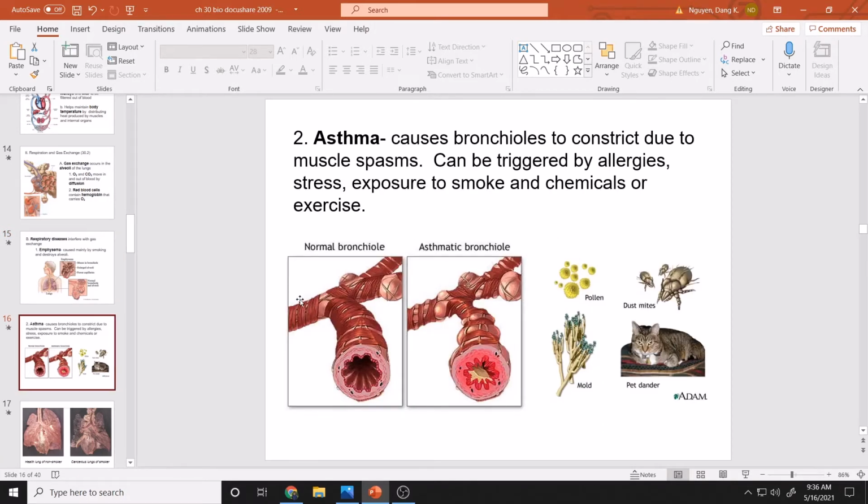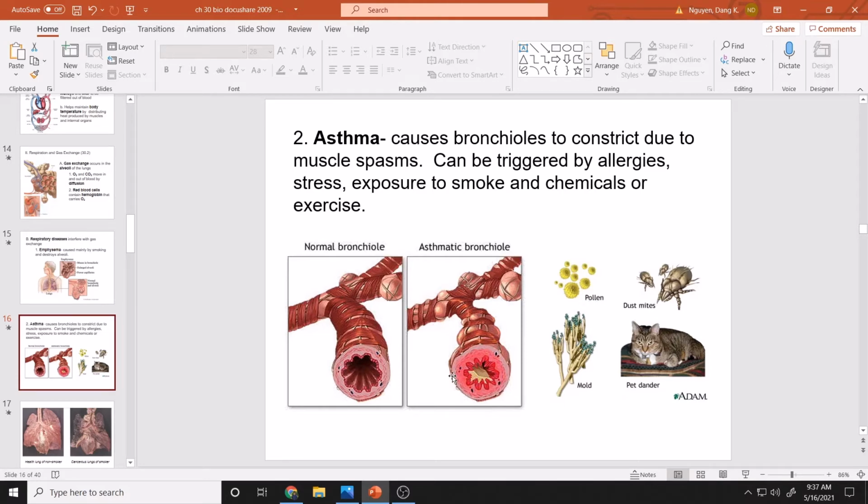Asthma, very common. Here's what a normal bronchiole looks like. These are like the small little tree branches that come off your larger bronchioles. A normal bronchiole is wide. It allows for a lot of air to rush through. But someone with asthma has inflammation of the bronchioles and it gets swollen, and you can see now it's a narrow passageway.